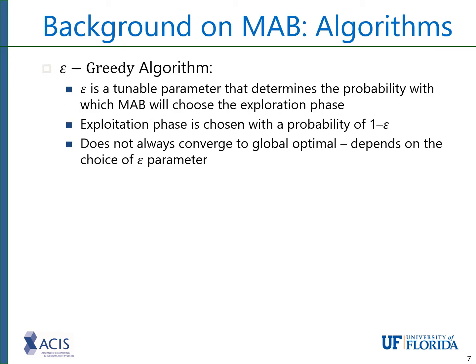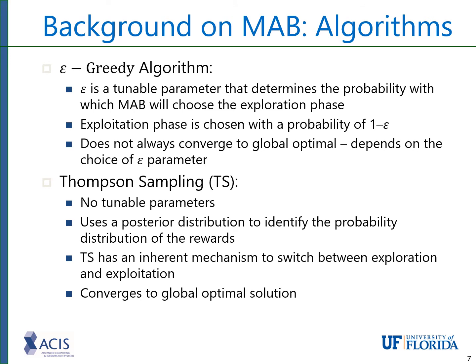The first one is the epsilon greedy algorithm, which is a type of greedy algorithm with epsilon being a tunable parameter that determines the probability with which the MAB will choose the exploration phase. The performance of the epsilon greedy algorithm depends on the choice of the epsilon parameter, and for a poorly chosen epsilon value, the epsilon greedy algorithm will converge to a suboptimal solution.